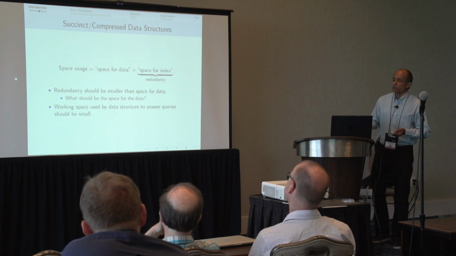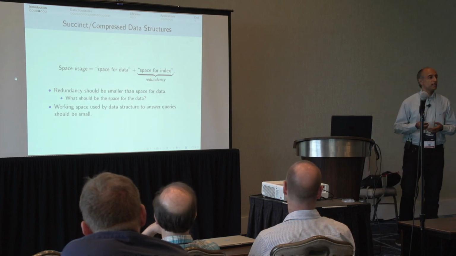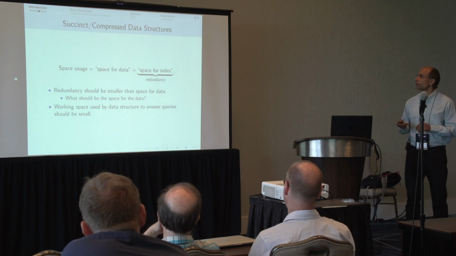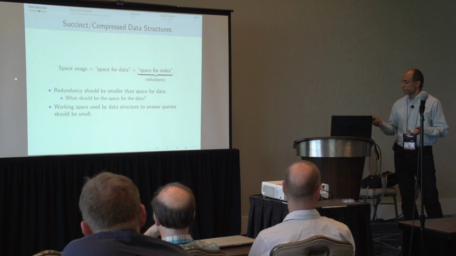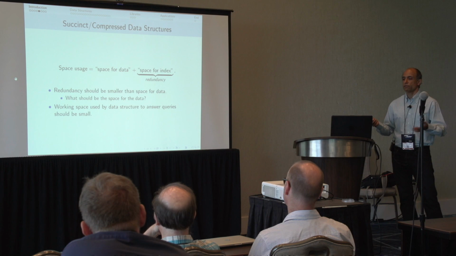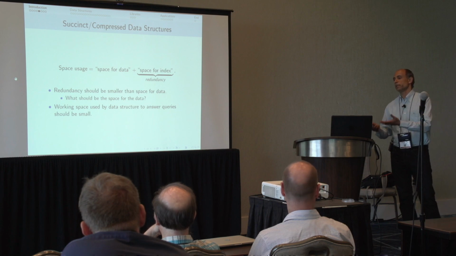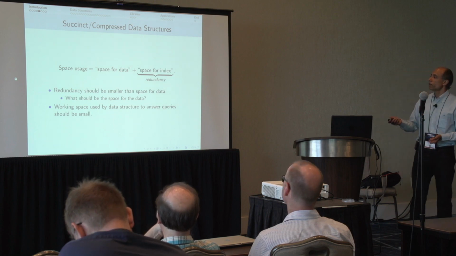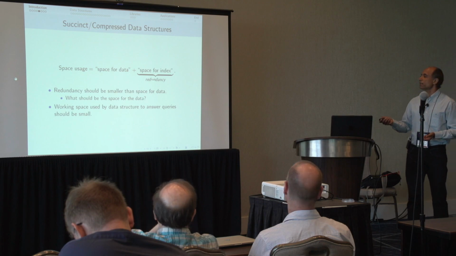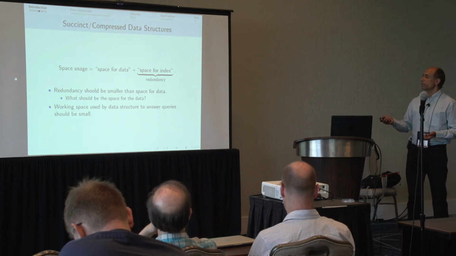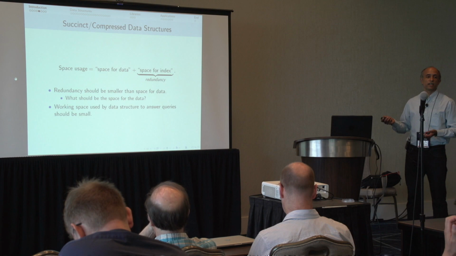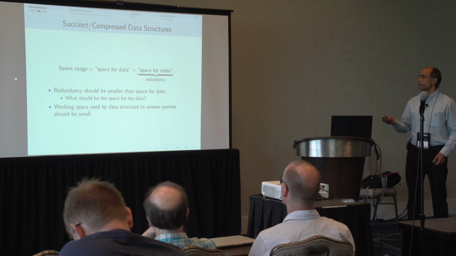Okay, so this is basically the motivation for this area. We say that you've got two things: the data, so you've got a data structure, and presumably it needs to hold on to the data. So the overall space usage should be the space for the data plus the space for the index. And the space for the index is considered to be extra, and that's the redundancy.